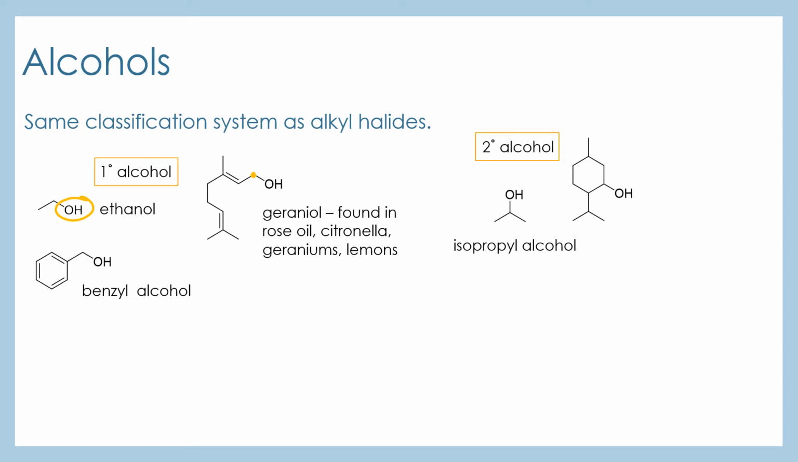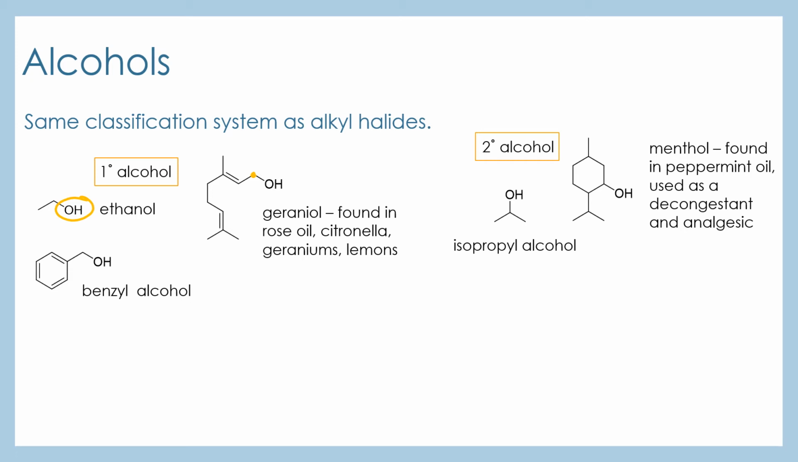And again, this can get kind of elaborate if we want it to. We can have the alcohol on a secondary carbon, and it doesn't matter that all the rest of this is cyclic, or a little more elaborate than our isopropyl alcohol. It's still just a secondary alcohol, and they're going to have similar chemistry. This compound is menthol. This is found in peppermint oil. It's also used as a decongestant and analgesic.